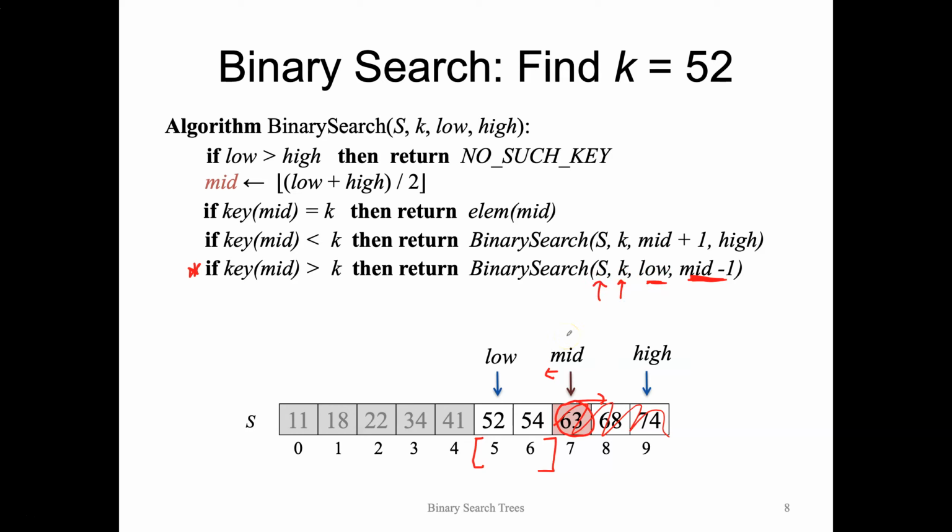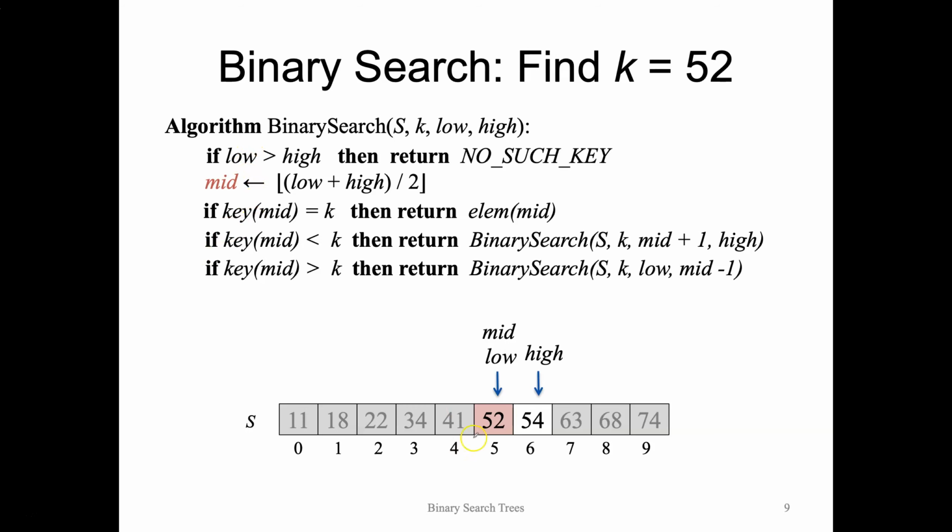So we haven't yet found the key that we're looking for. And we're going to keep doing this until we either find the key we're looking for, or we realize that the key isn't in our sequence: as we shift these low and high indices, if they overlap, then that means we've run out of room where we can be looking for this key.